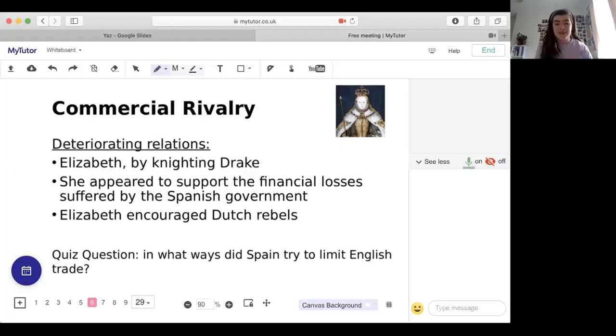In what ways did Spain try to limit English trade? This is actually quite a hard question, so don't worry if you can't do it, but I would like you to have a go.